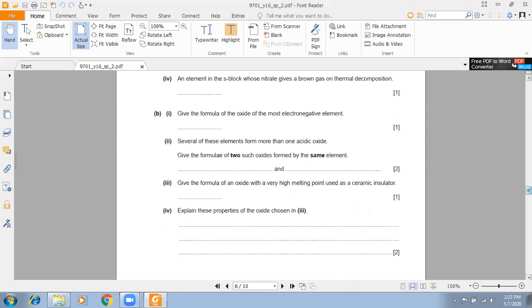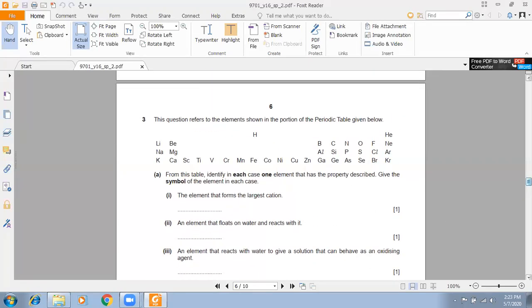As we go to the right side of the periodic table, we get more electronegative elements. From left to right, electronegativity increases, and group 7 elements are the most electronegative. Here, noble gases are excluded. So, group 7 elements are the most electronegative elements, right? Group 7.